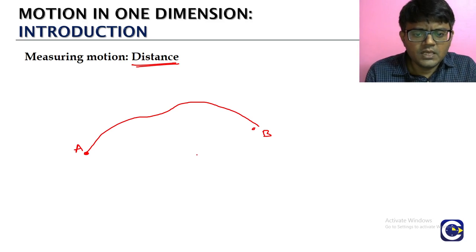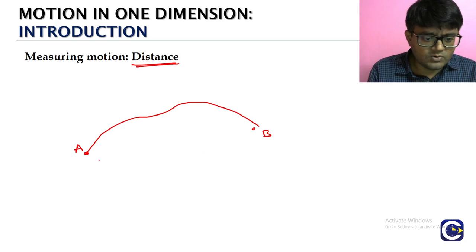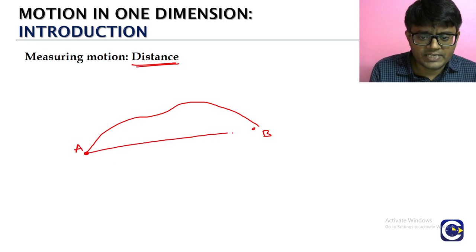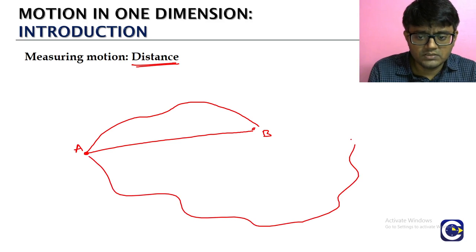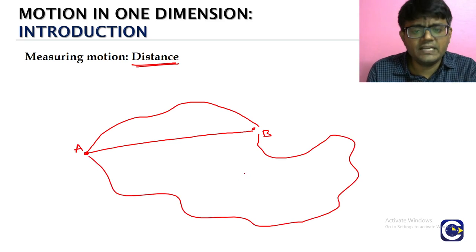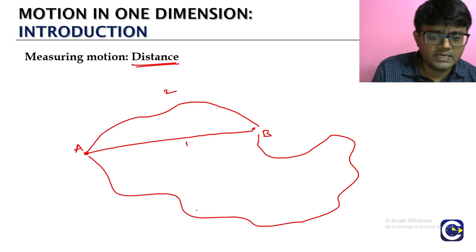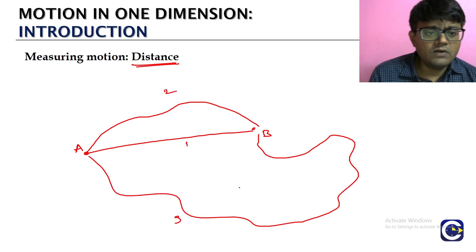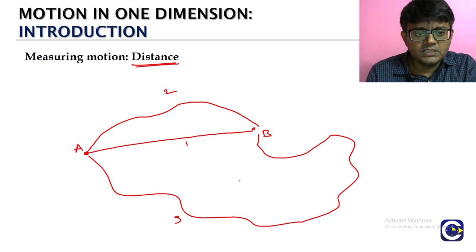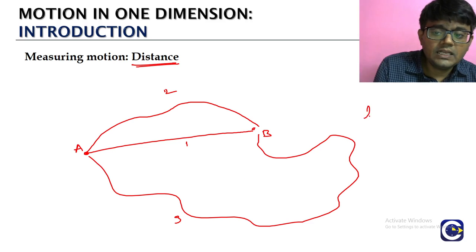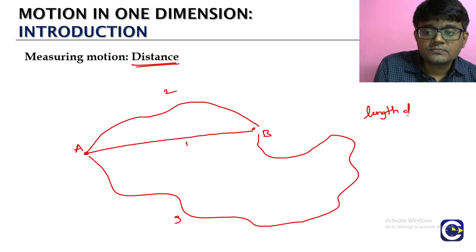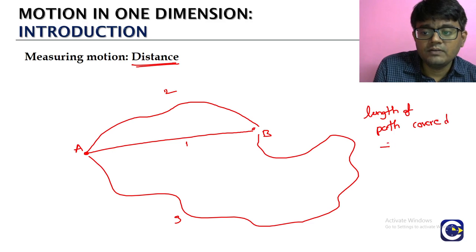The path may be a straight line. It can go in different paths. It can go in a straight line like this, or it can go in a curved path, or it can go, this is also a path. It can be path 1, path 2, path 3, like that. Whatever is the path that the object is covering during the motion, the total length of the path covered is what we will be calling the distance.